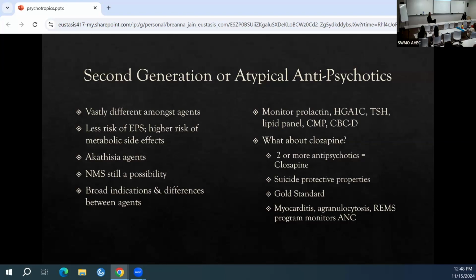Okay. And then the new medicine Cobenfy, that supposedly does not cause tardive dyskinesia and supposedly does not have metabolic adverse effects.